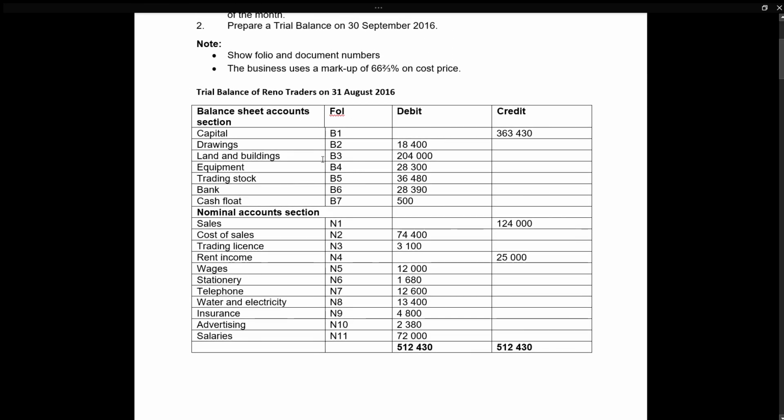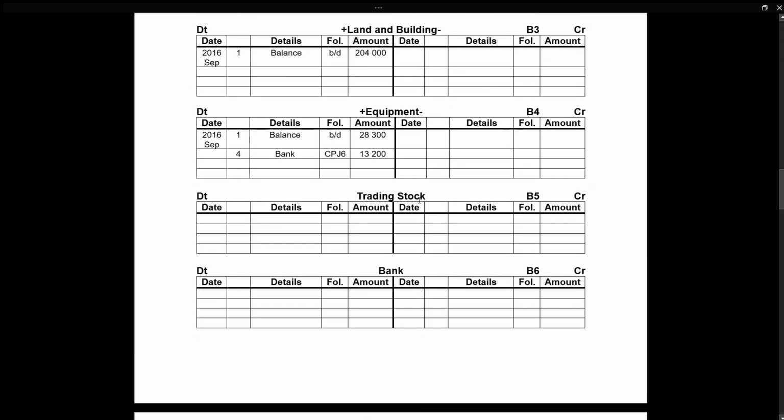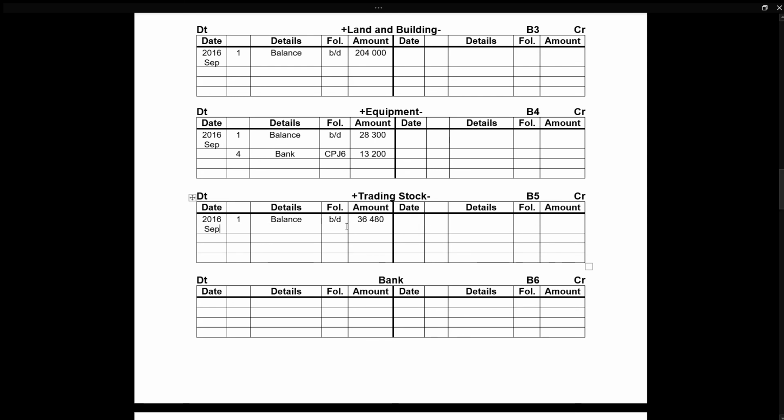Trading stock's opening balance 36,480 Rand. Right, so remember trading stock is also an asset account, therefore plus, minus, and the opening balance for trading stock 36,480 Rand. It's an opening balance, therefore brought down, and my details will be balance. This would have been on the 1st of September 2016. Right, we would have had more transactions with trading stock. Let's go and have a look.